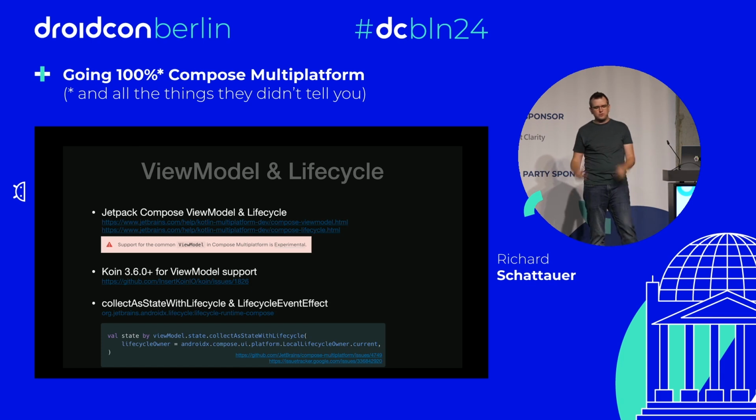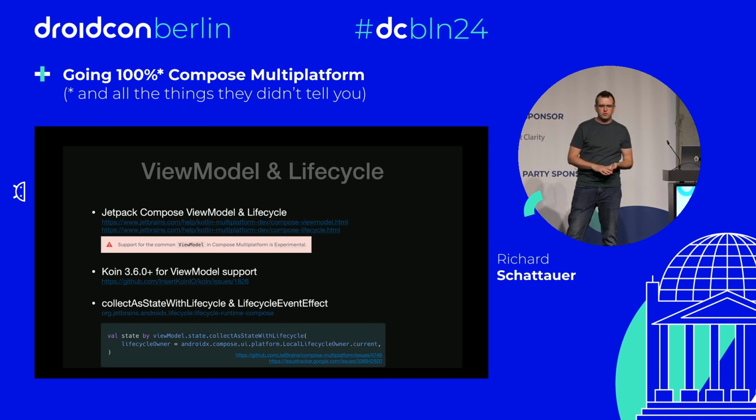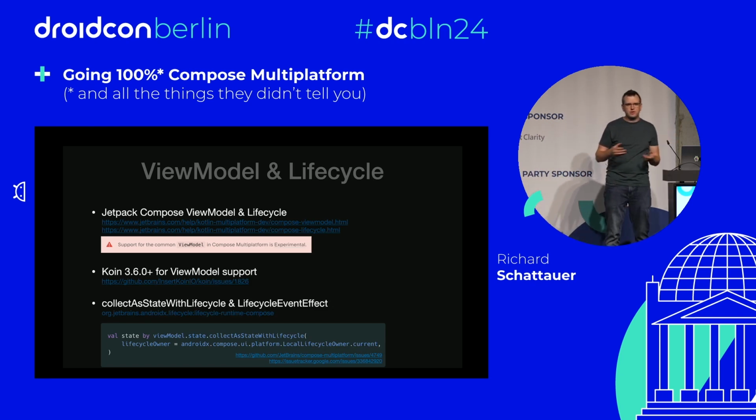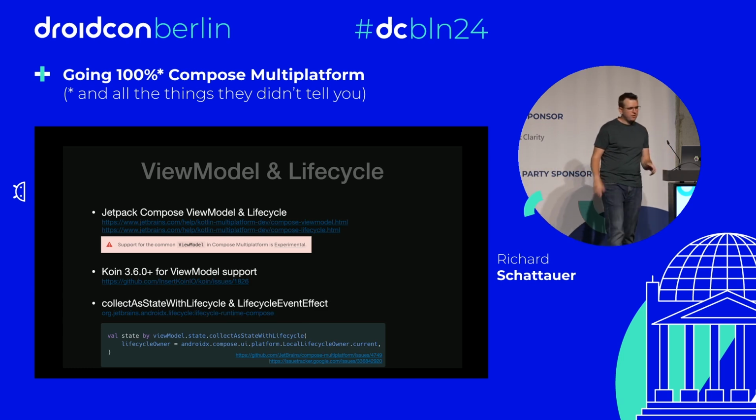When you want to use collectAsStateWithLifecycle or your LifecycleEventEffects, then don't forget to import your dependency. And also there's currently an issue where you have to put your own lifecycle owner in there to make it actually work with this version. 1.7 should fix that one.